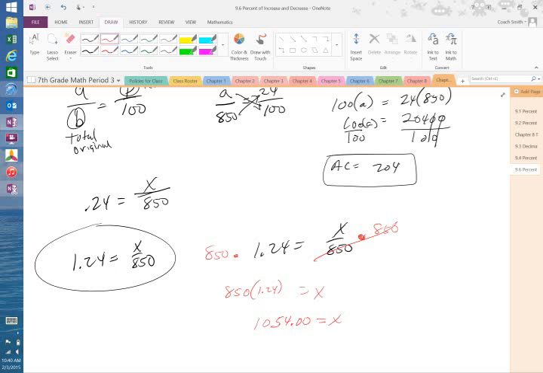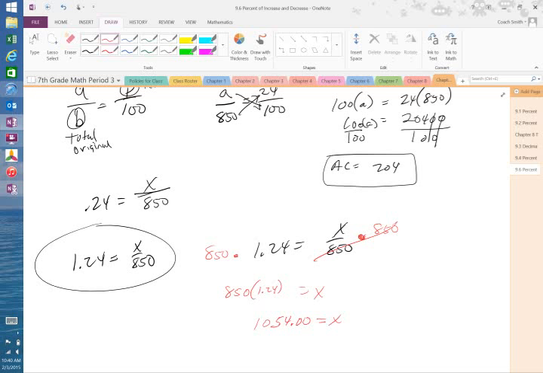So, once again, why did I add the 1 to the 0.24? Because for me to increase my donation, I have to give 100% of what I gave last year this year. Okay? And so I'm really increasing, from the beginning, I'm going, I paid my $850 that I paid last year this year. Now I'm going to increase that by 24%. Okay? So it's 124.